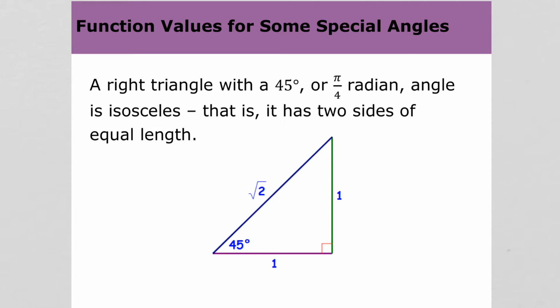So in a 45, 45, 90, if one of the sides measures 1, then the other side is also 1, and the hypotenuse is square root of 2. Now, why is that? Well, if this angle is 45 degrees, then 90 minus 45, this one has to be 45 too, which means that the sides are congruent. There you go.